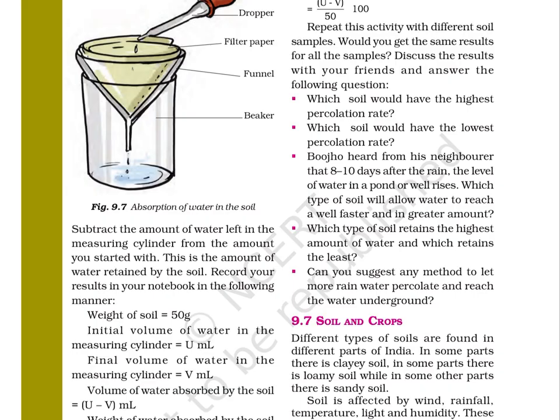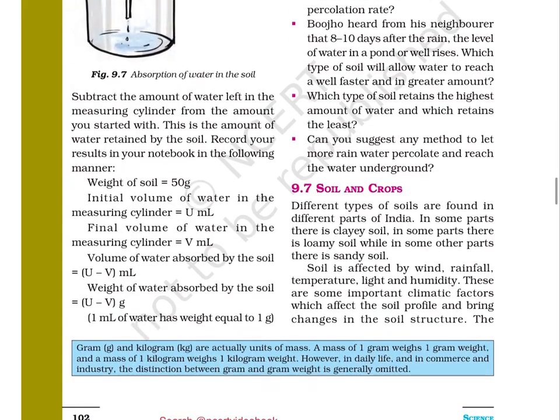Bojo heard from his neighbor that 8 to 10 days after the rain, the level of water in a pond or well rises. Which type of soil will allow water to reach a well faster and in greater amount? 4. Which type of soil retains the highest amount of water and which retains the least? 5. Can you suggest any method to let more rainwater percolate and reach the water underground?